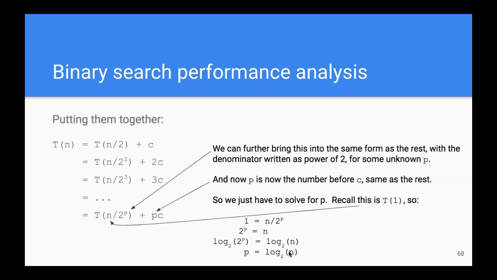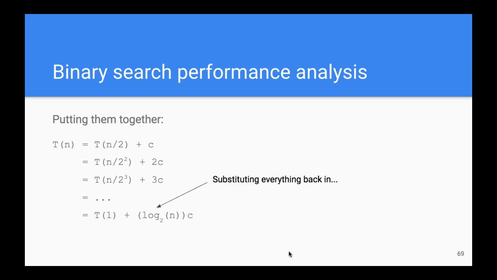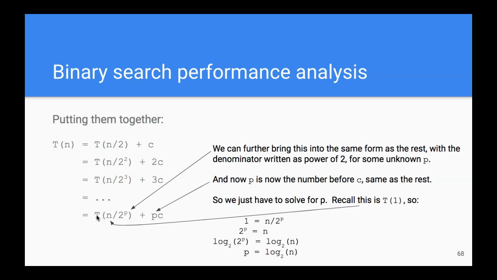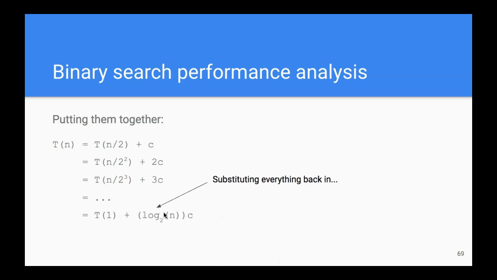Okay, so then we're going to put this back. So this term is T of 1, so we're going to say T of 1. And now we know P is log base 2 of n. So P is log base 2 of n, and then we end up with this little formula here.